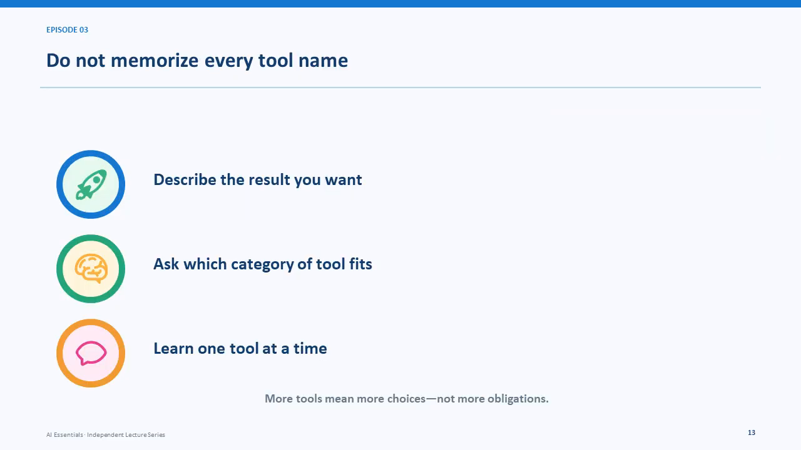Do not try to memorize every product name. Start by describing the result you want. Then identify the category of tool that could produce or support that result. Learn one useful tool at a time and test it on real work. The expanding market should give you more choices, not create a new obligation to master every service.